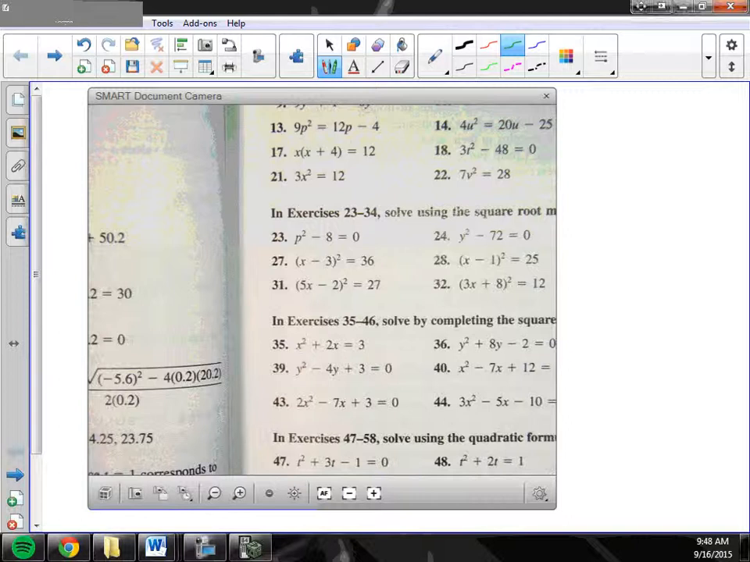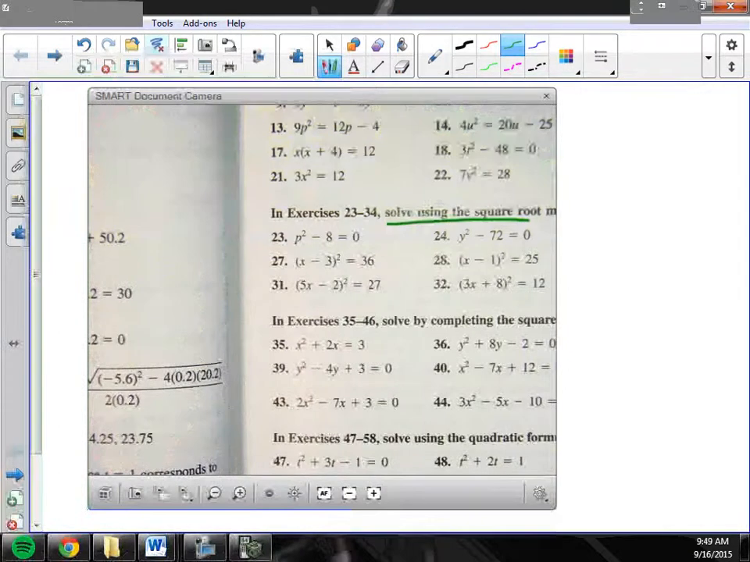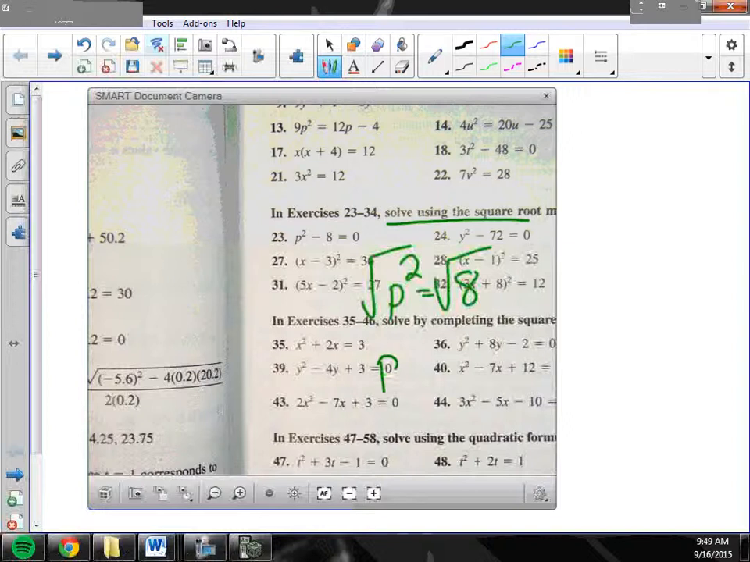We're just going to, it says solve using the square root method. So I'm going to add 8. P squared equals 8. Square root that. And I get P equals, don't forget the rule, plus or minus. Now, does the square root of 8 simplify? There are two ways to look at it. Does 8 have any factors that are perfect squares?